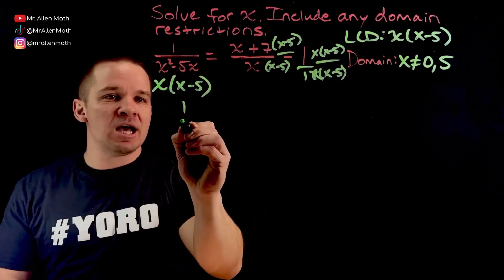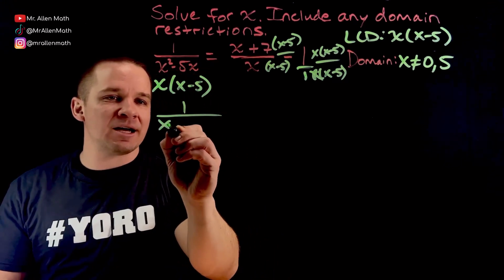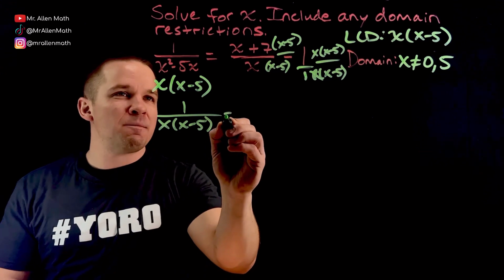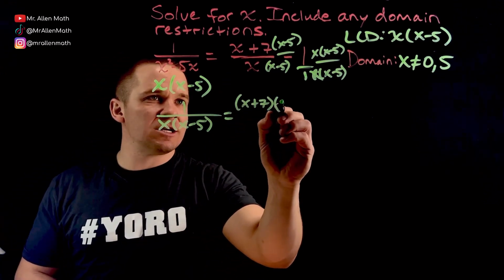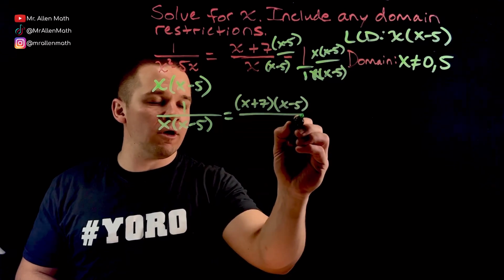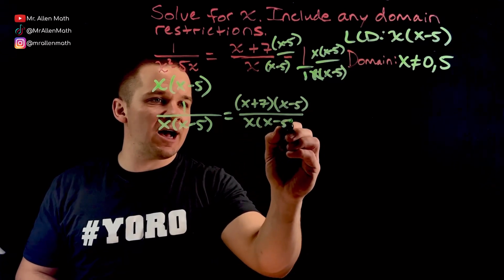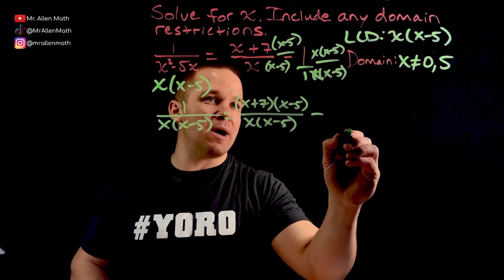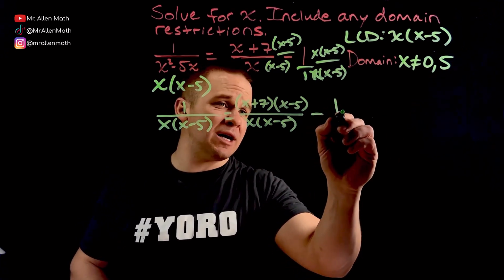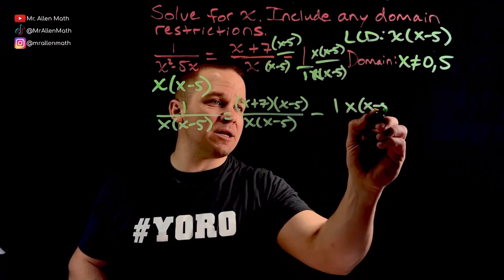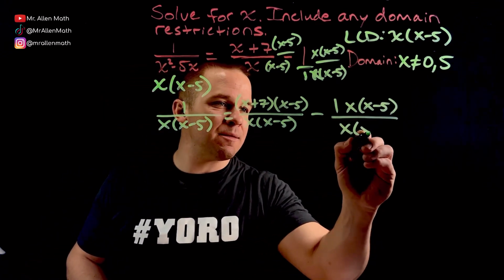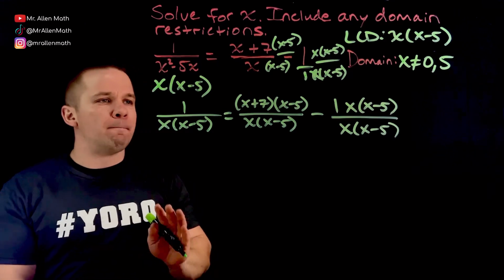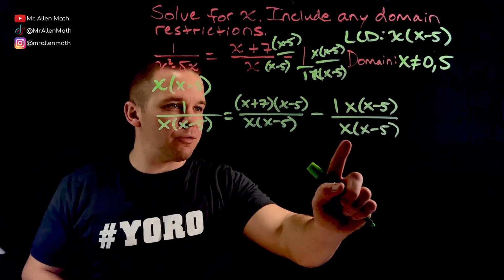So the first one is just 1 divided by x times x minus 5. My second fraction here is now x plus 7 times x minus 5 over x times x minus 5. And then my last one here is minus, and it's going to be 1 times x minus 5. We really don't need that 1 there, but what the heck, we'll do it. And then my denominator, x times x minus 5. All right, boom. We've got the same denominator throughout.